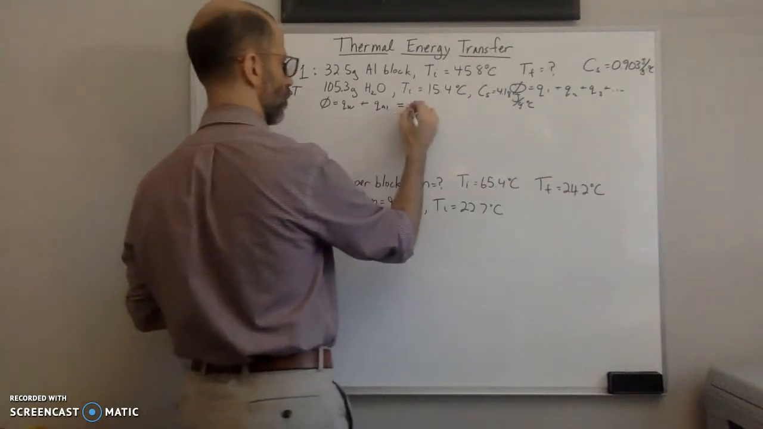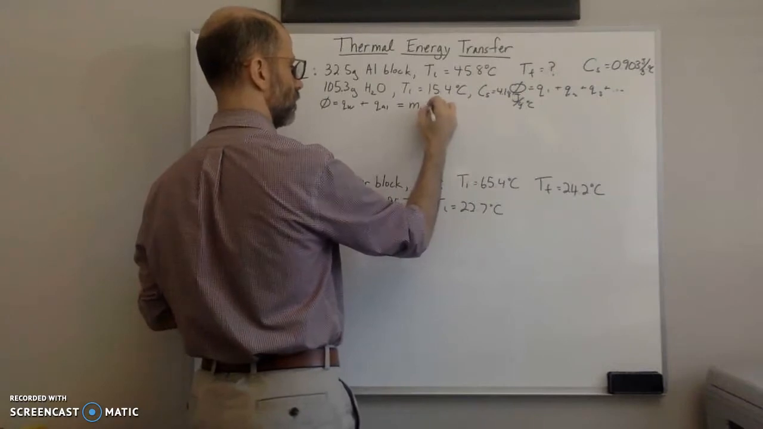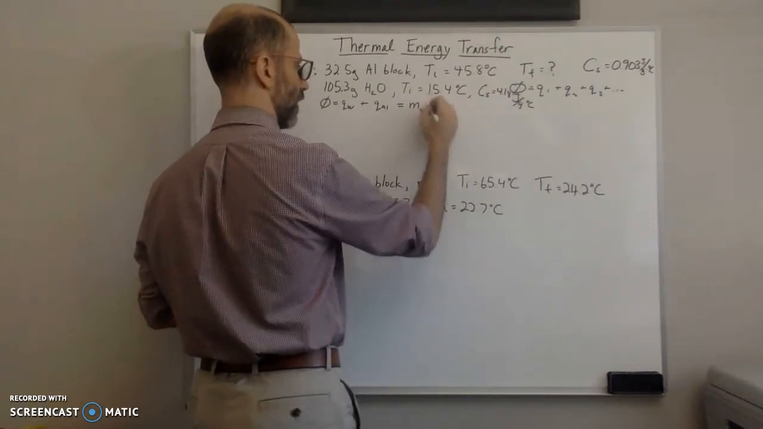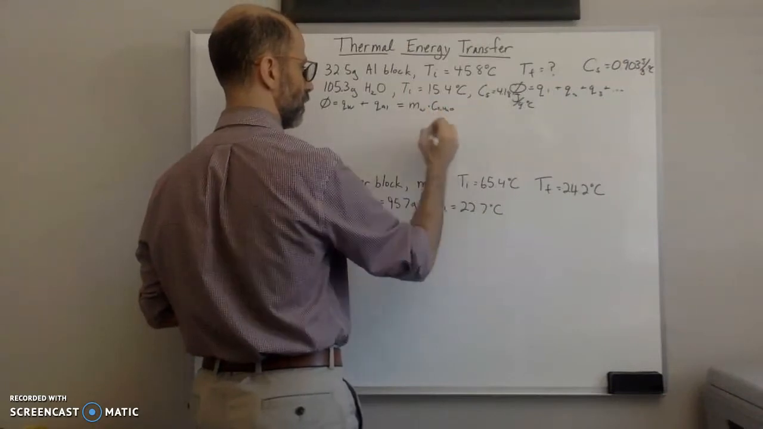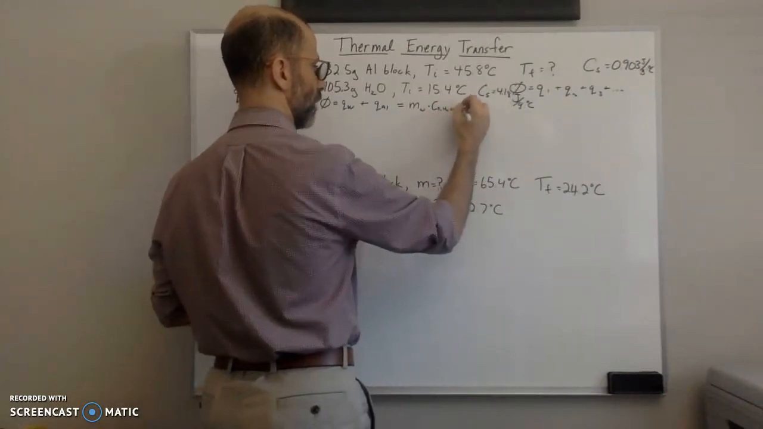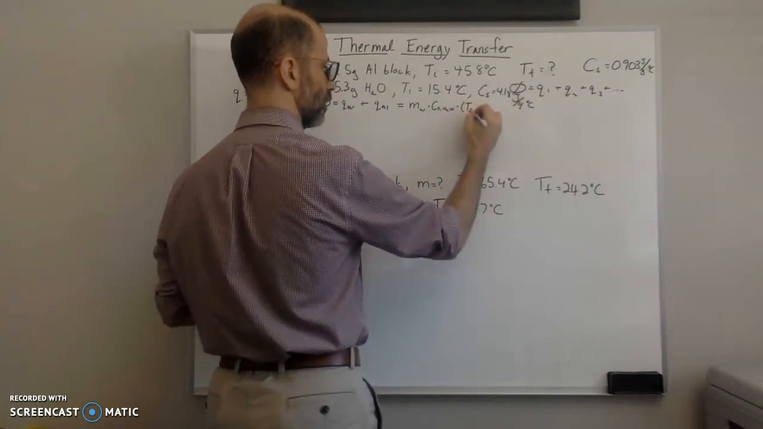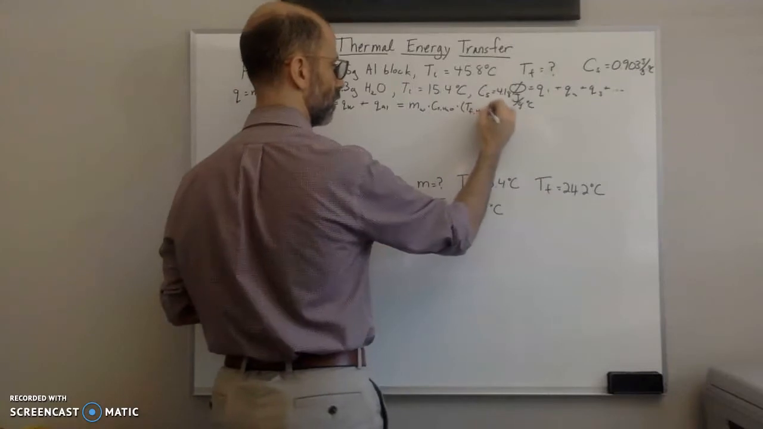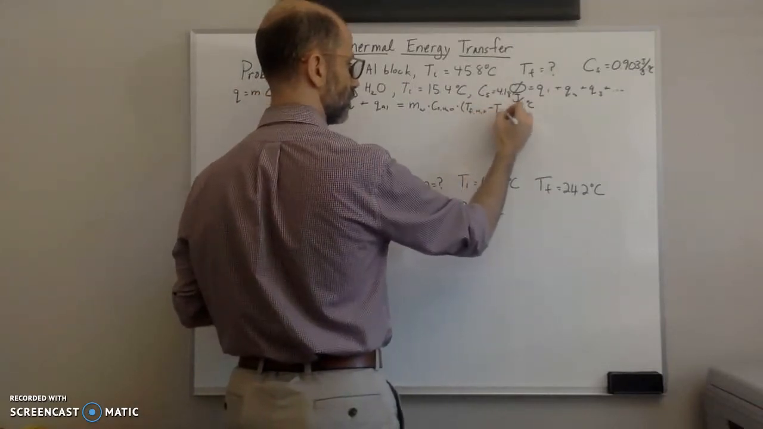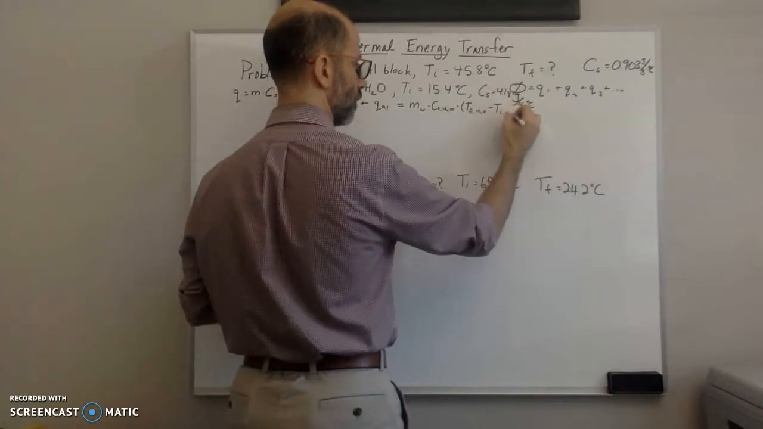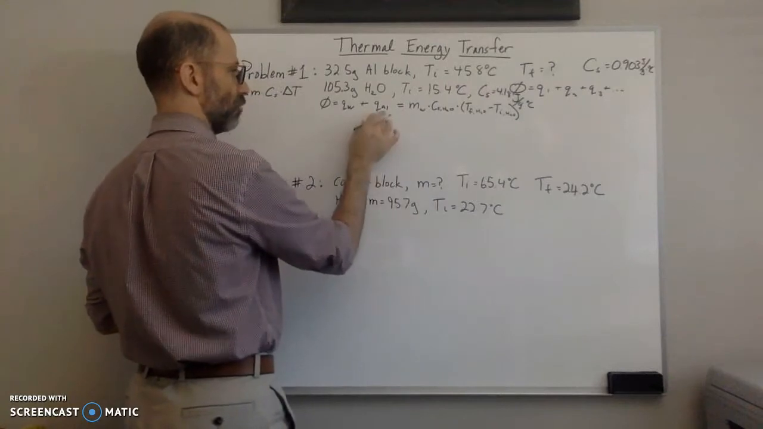So if we represent this, the Q water is going to be the same equation. That's going to be the mass of the water multiplied by the specific heat of the water, and then multiplied by the temperature change. So we'll do temperature final for the water minus temperature initial for the water, right? So that's going to be the first part.